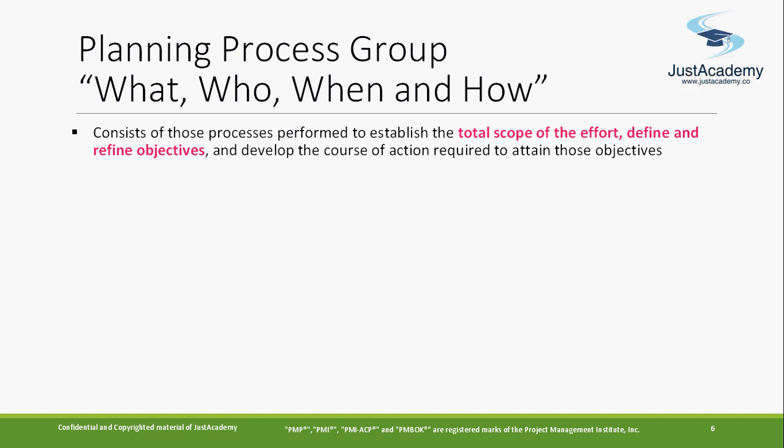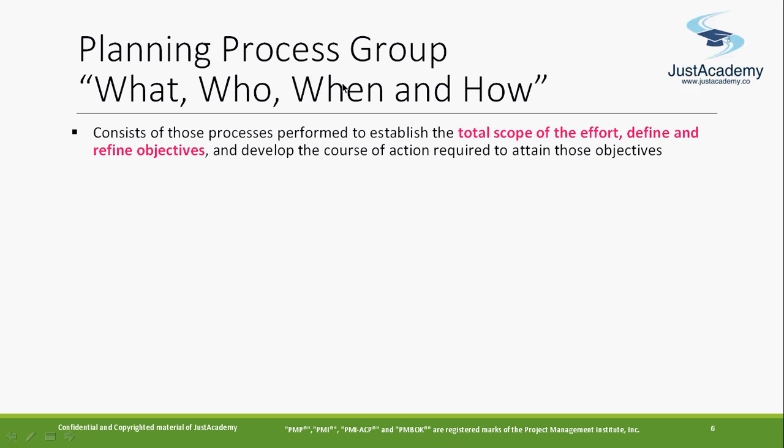The planning process group consists of those processes performed to establish the total scope, and to define and refine the objectives. In this planning, mostly you plan your scope and your activities. You sequence your activities. You plan how your schedule will be and how your cost management will be. You do all those things as part of the planning process group.